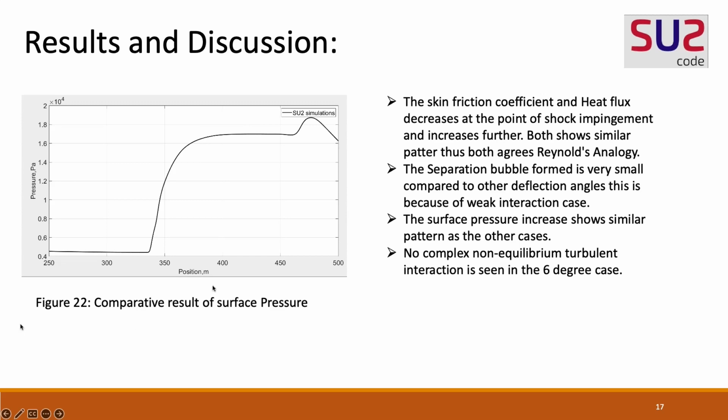The next is the case of surface pressure. As you can see, the surface pressure is increasing to 2 times 10 to the power minus 4. This is very less compared to the surface pressure obtained in the 10-degree and 14-degree cases.